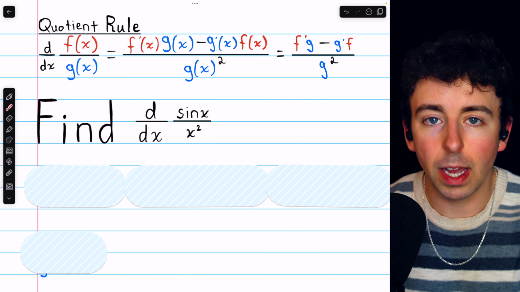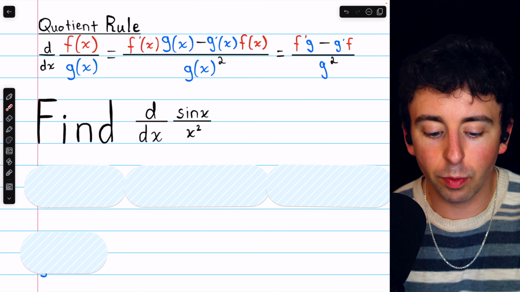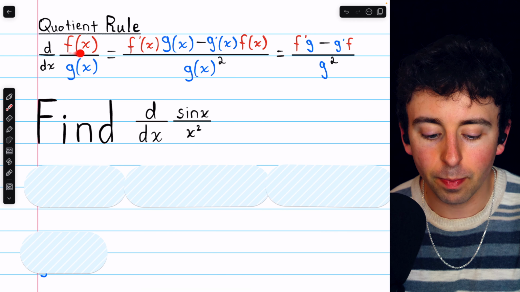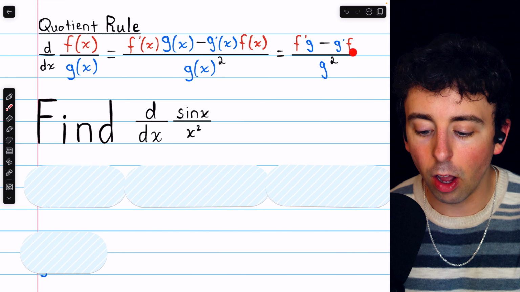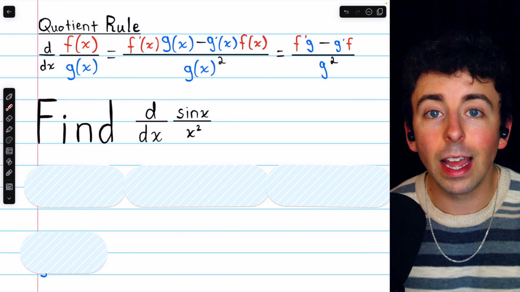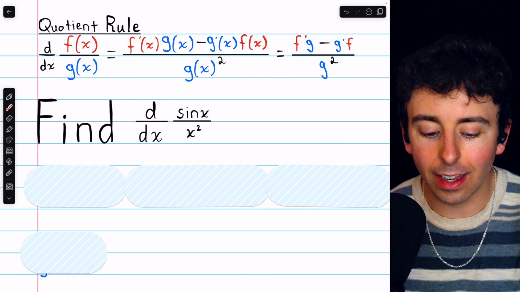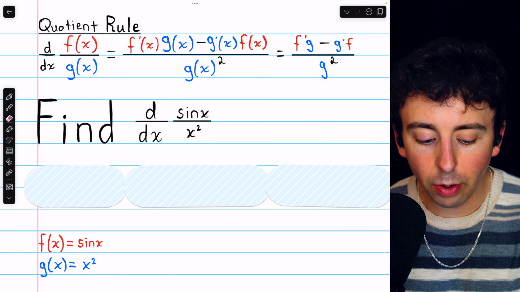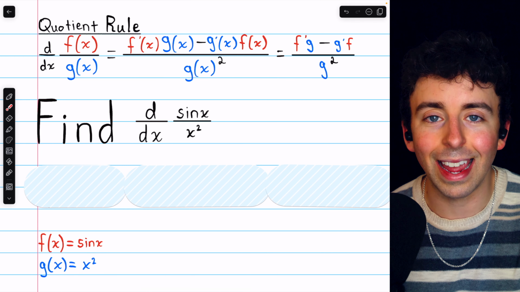Sin x divided by x squared is a quotient of functions, so to take its derivative, we need to use the quotient rule, which tells us the derivative of f divided by g is f prime g minus g prime f all over g squared. F is the numerator, which in our case is sin x, and g is the denominator, which in our case is x squared. So having identified those two pieces, let's proceed using the quotient rule to take the derivative.